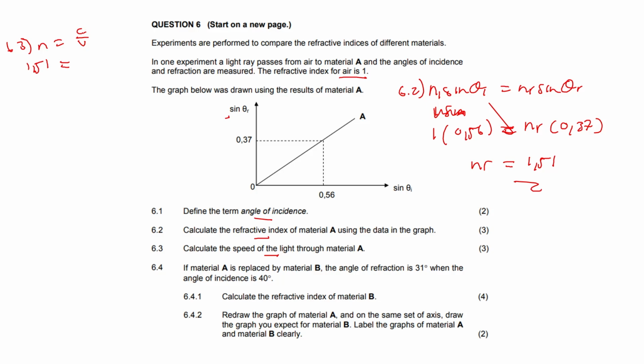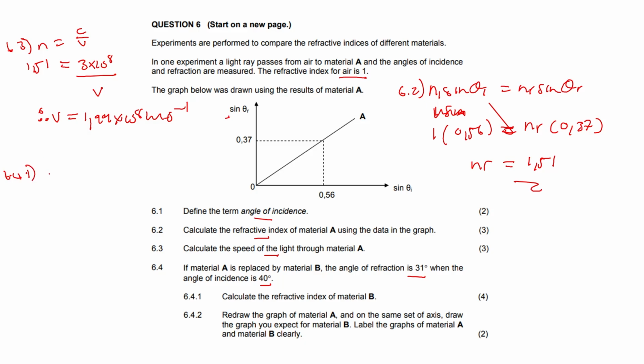We have our constant, the speed of light, to be 3 times 10 to the power of 8, or speed through a vacuum. And then we don't have the speed of light through material A because that is the unknown. So we do our little math calculations and we find the speed of light through material A to be 1.99 times 10 to the power of 8 meters per second. Okay. 6.4. If material A is replaced by material B with an angle of refraction of 31 degrees, when the angle of incidence is 40 degrees, calculate the refractive index of material B.